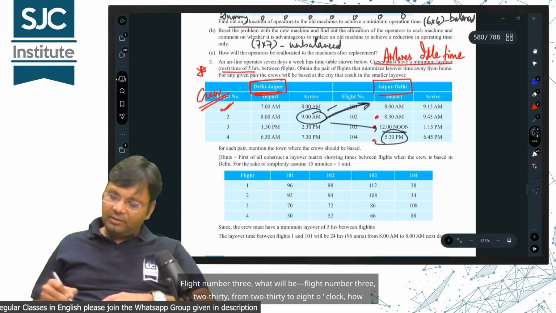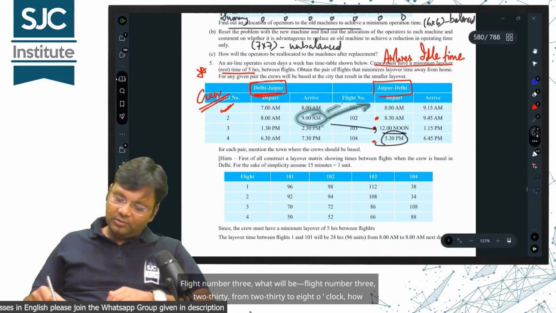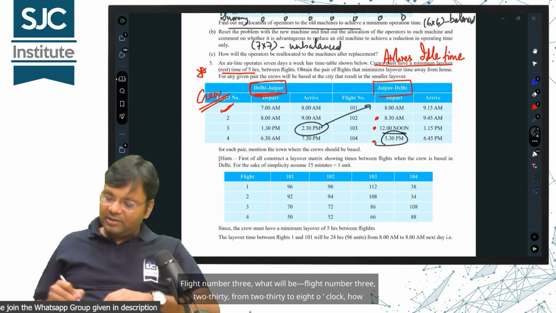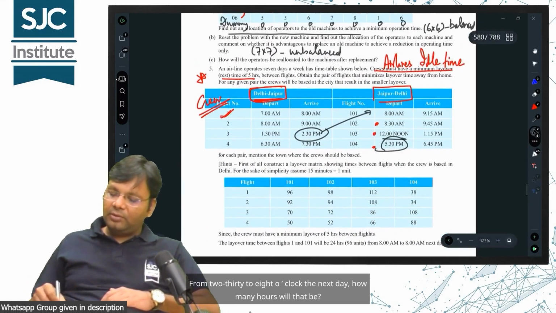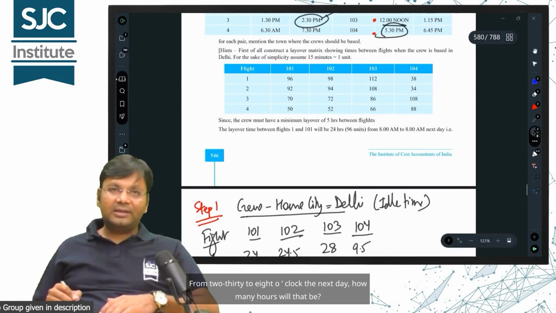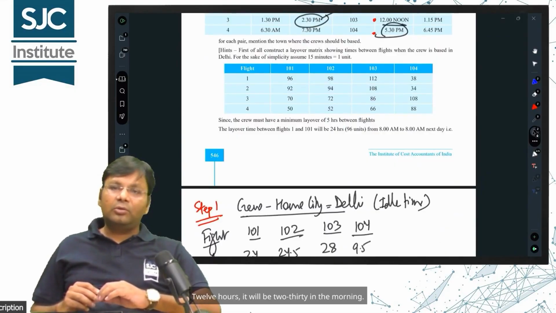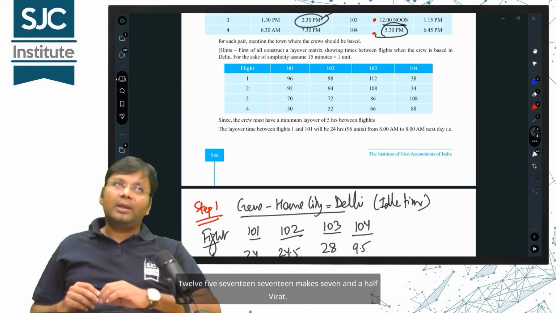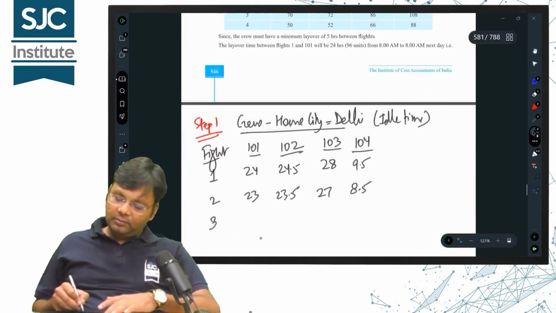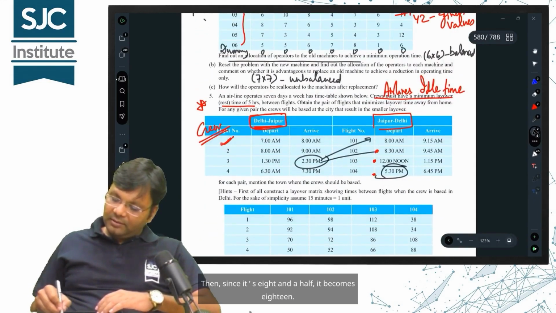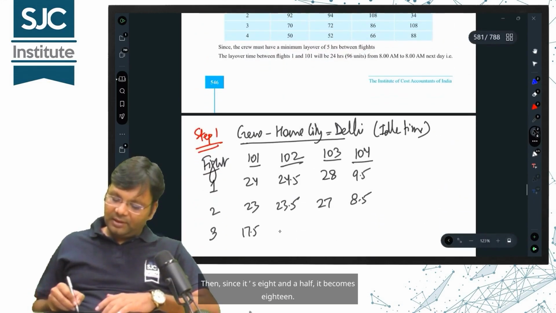Flight number 3. What will be? Flight number 3, 2:30. From 2:30 to 8 o'clock, how much time is that? From 2:30 to 8 o'clock the next day, how many hours will that be? 12 hours. It will be 2:30 in the morning. 12, 5, 17, 17 makes 7.5. So, it is coming to 17.5. Then, since it's 8.5, it becomes 18.